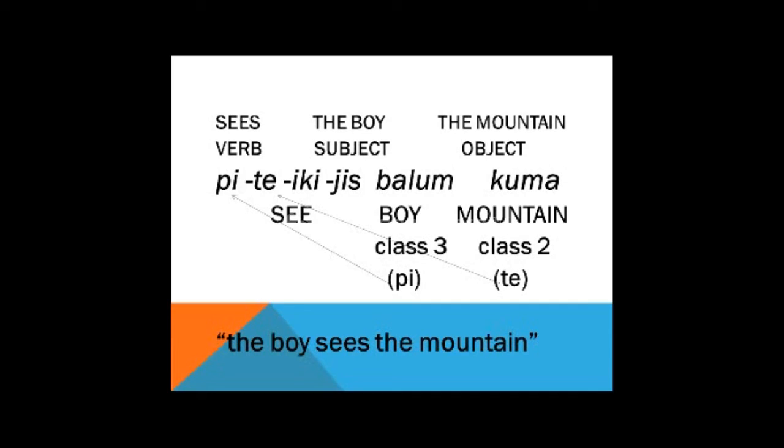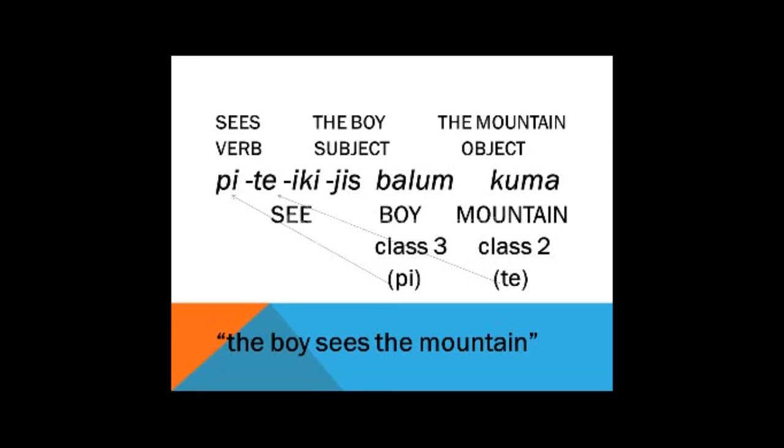Okay, and then we have a look at the object, kuma, mountain. The mountain is receiving the action of the verb, so it's the object, it's what's being seen. It belongs to noun class 2. Nouns in this noun class describe landscapes or objects that are angular or large. A mountain is large, and it fits into noun class 2. The prefix for noun class 2 is che. And you can see the second component of the verb.